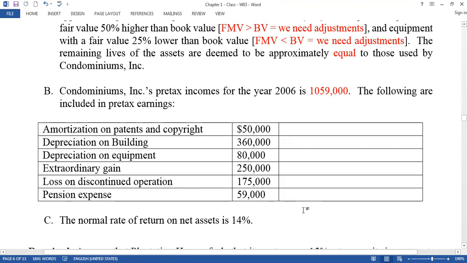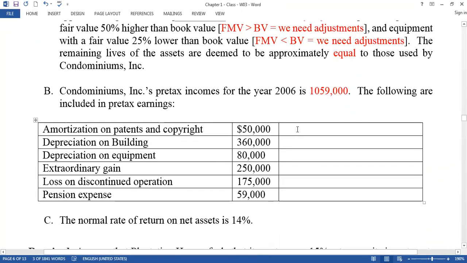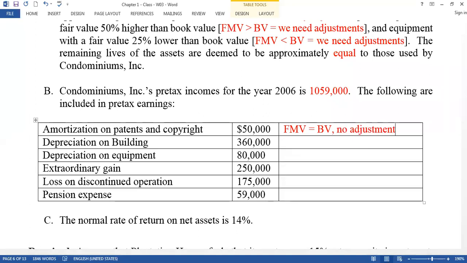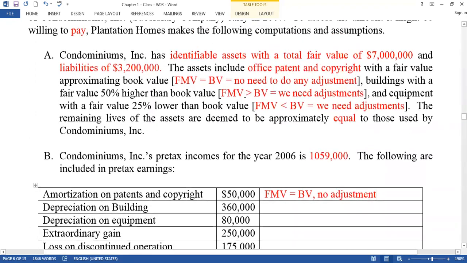Anyway, according to this question, in case of amortization of patent and copyright, we find that this is the case. That means in case of patent and copyright, book value and market price are similar, right? So no adjustment. No adjustment for amortization of patent and copyright. But here we find that depreciation on building, we need adjustment according to this question.